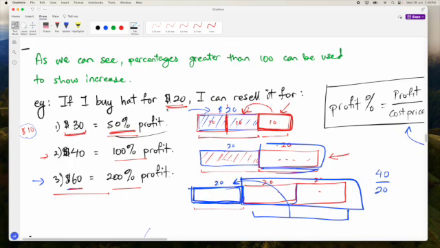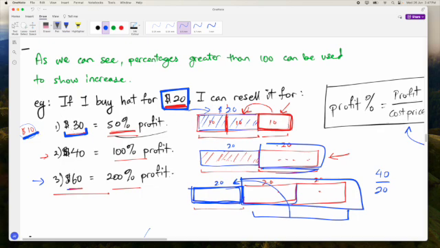If I buy a hat for $20, I could resell it for, right? So you can see we're dealing with percentages that could be greater than 100. So you imagine you buy a hat for $20, and you sell it for $30. So you make a profit. How much profit do you make? You make a $10 profit. But what percentage profit did you make?